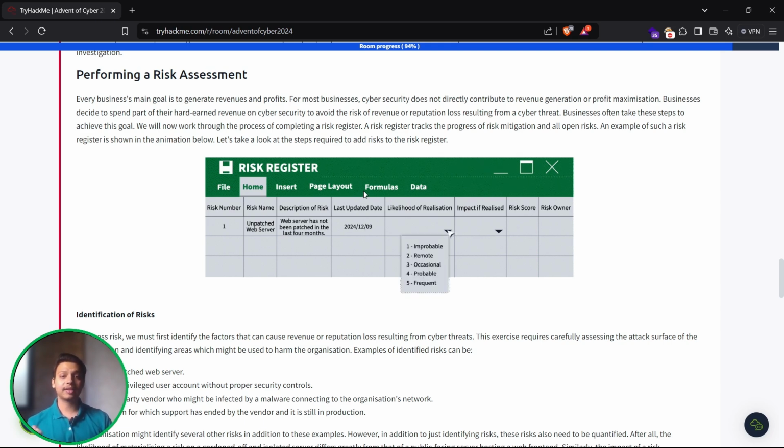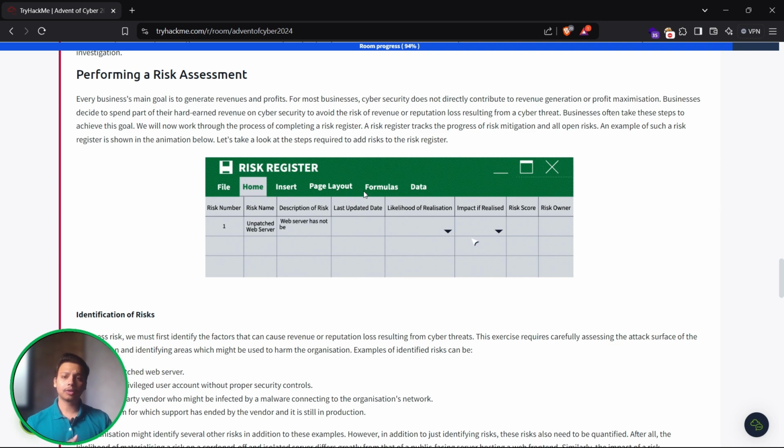So for most businesses, cybersecurity does not directly contribute to revenue generation or profit maximization. Businesses need to decide to spend part of their hard-earned revenue on cybersecurity to avoid the risks of revenue or reputation loss resulting from a cyber threat. So businesses often take these steps to achieve this goal.